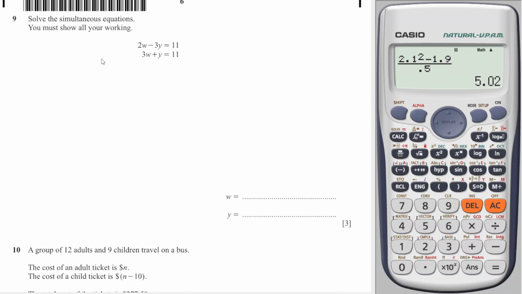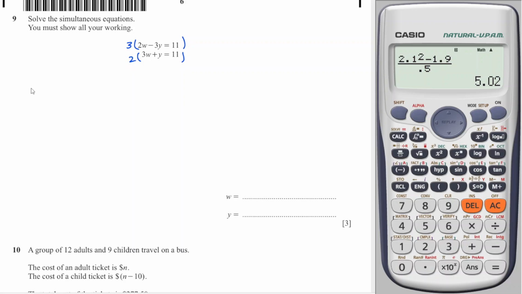Solve the simultaneous equations. You must show all your working. So 2w minus 3y is equal to 11, and 3w plus y is equal to 11. We can do it with the help of the elimination method. So I'm going to make the coefficient of w the common one. That's why I'm multiplying the first equation by 3 and the second equation by 2.